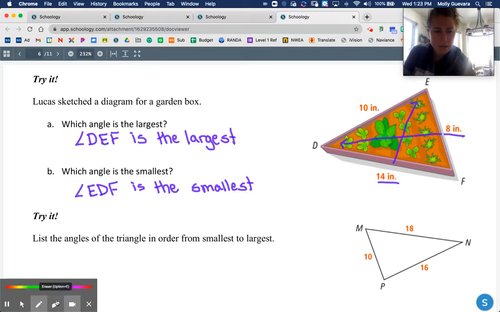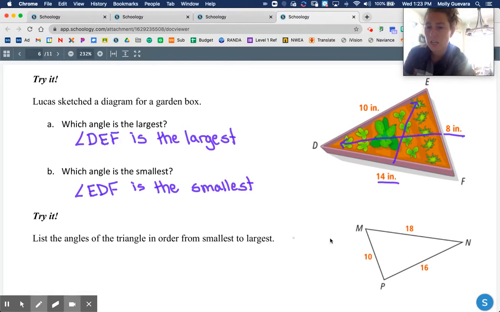The next one says list the angles of the triangle in order from smallest to largest. Smallest side here is 10, so the smallest angle is N. So angle MNP is the smallest, right? Smallest.